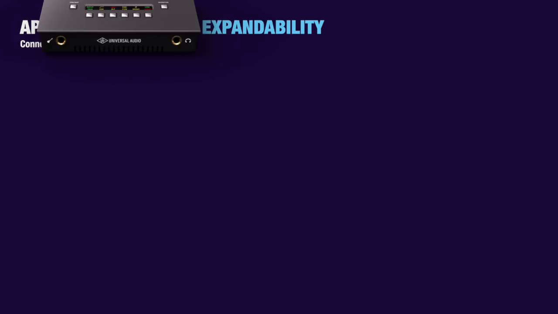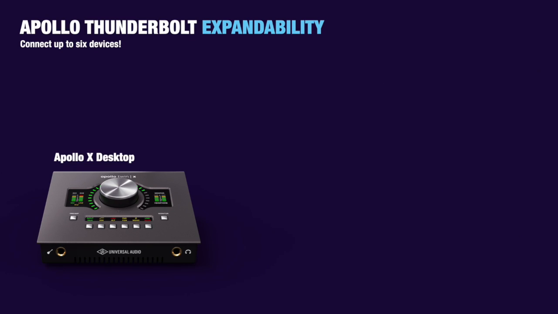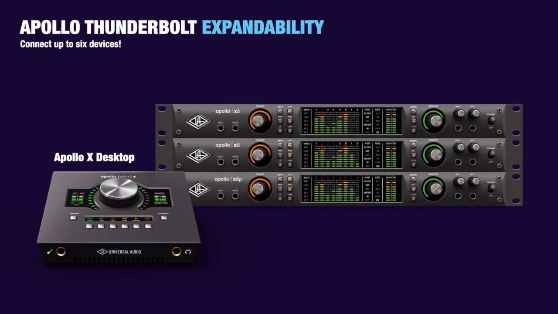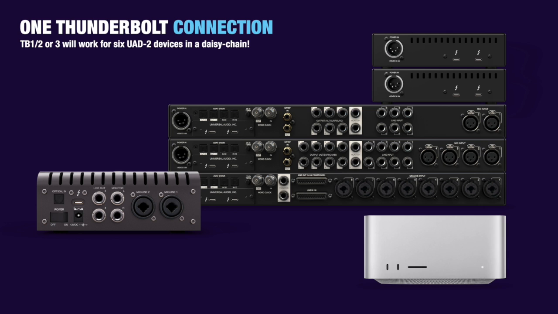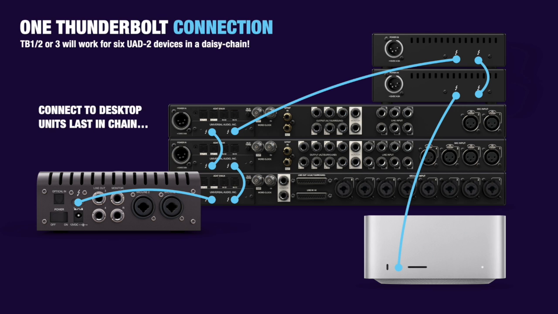The Apollo system is designed to be expandable. Up to 4 Apollo devices plus 2 UAD2 DSP core satellite processors can be connected daisy-chained via Thunderbolt. The devices combine DSP cores and split resources amongst themselves under the hood, making for a very powerful, expandable and modular studio system which can evolve and grow as your studio does.